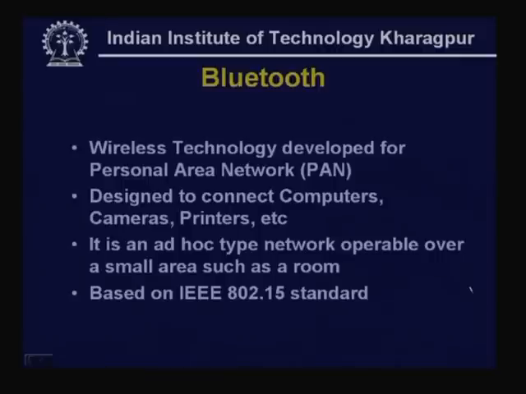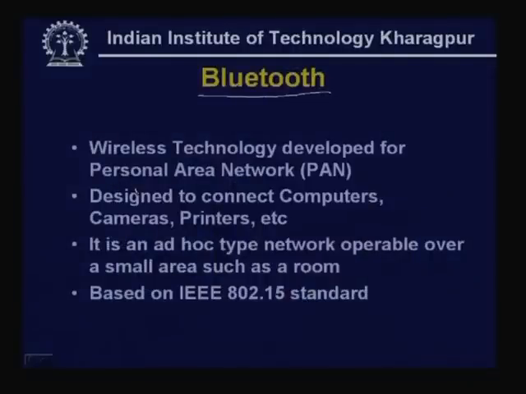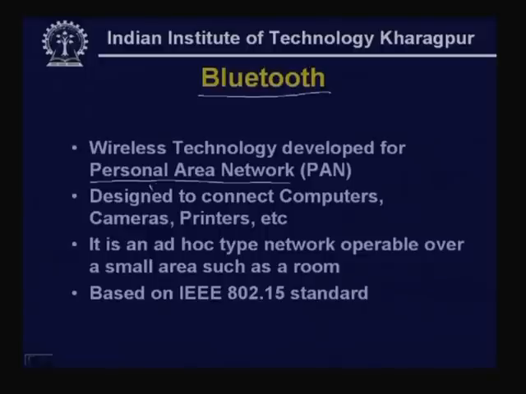Now, we move on to another important standard, which is Bluetooth. Bluetooth has been developed for personal area networking, designed to connect computers, cameras, printers, and various household equipment used in the house. So, this is essentially used as a private area network, typically in a house. Nowadays, the number of intelligent equipment in a house is increasing, which can be networked with the help of this personal area network. And it is an ad hoc type network operable over a small area such as a room, and it is based on the IEEE 802.15 standard. So, you can see that Bluetooth actually conforms to an IEEE standard.